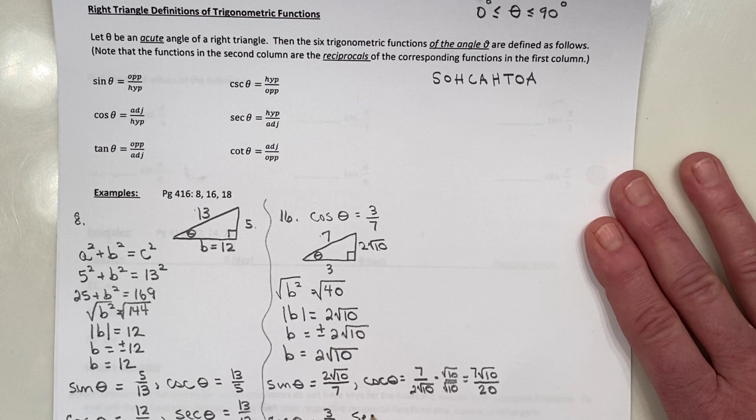Cosine's reciprocal is secant. That was easy. I could have done that from the beginning. That's just going to be 7/3. And then notice right here, cotangent of theta is going to be 3 over 2 radical 10. Again, you'd want to rationalize, and in doing so, I think the answer is going to be 3 radical 10 over 20.